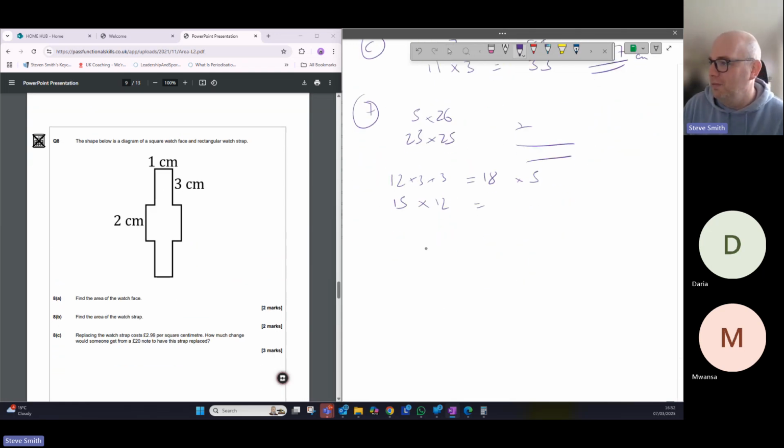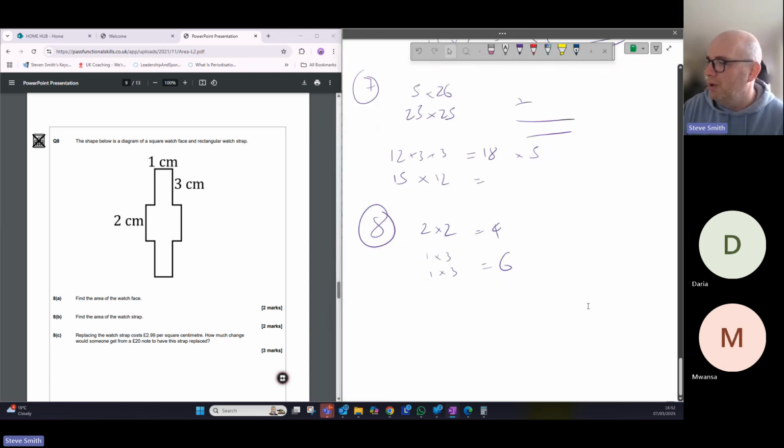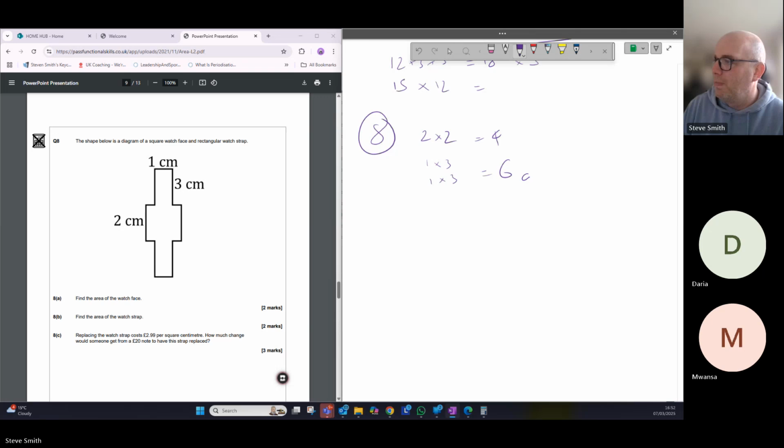Question 8. Right, so we can see that the face is 2 times 2, so that's 4. And then the strap is 1 times 3, 1 times 3, so that's 6. So we know the watch strap is 6. We need a new watch strap, and it's centimeters squared. Okay, the replacement watch strap, £2.99 per square centimeter. We've got 6, so we need to times that by 6. And then we need to know if we've got change out of a £20 note.